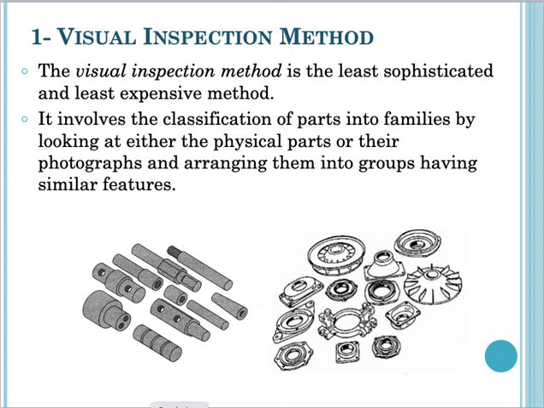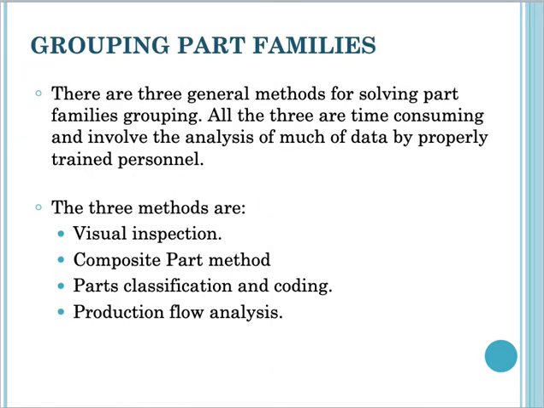When we talked about group technology layout, the biggest single obstacle in changing over to group technology from a traditional production shop is the problem of grouping parts into families. There are three general methods of solving this problem, as we have discussed. All three methods are time consuming and involve the analysis of much data by properly trained personnel.